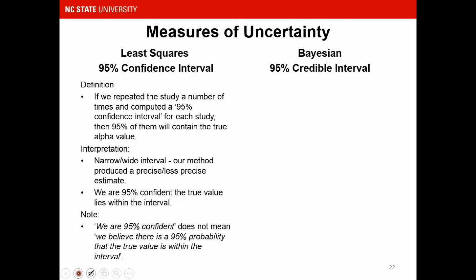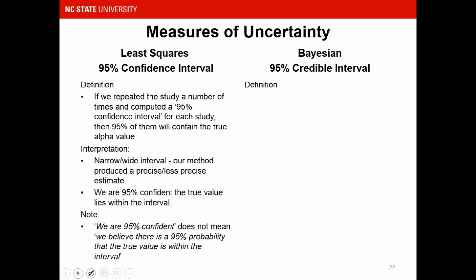Note that we are 95% confident does not mean we believe there is a 95% probability that the true value is within the interval. The 95% stipulation pertains to an anticipated frequency of occurrence, not a definite probability of occurrence. This is a common misconception about confidence intervals and can lead to over or underemphasizing the meaningfulness of some results.